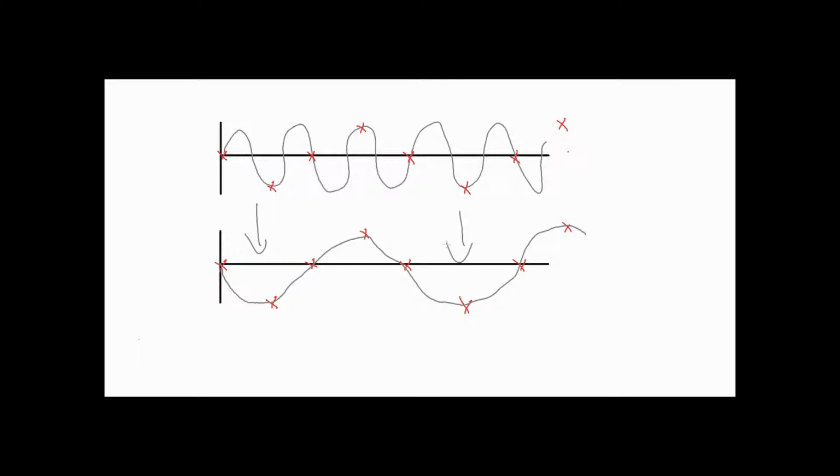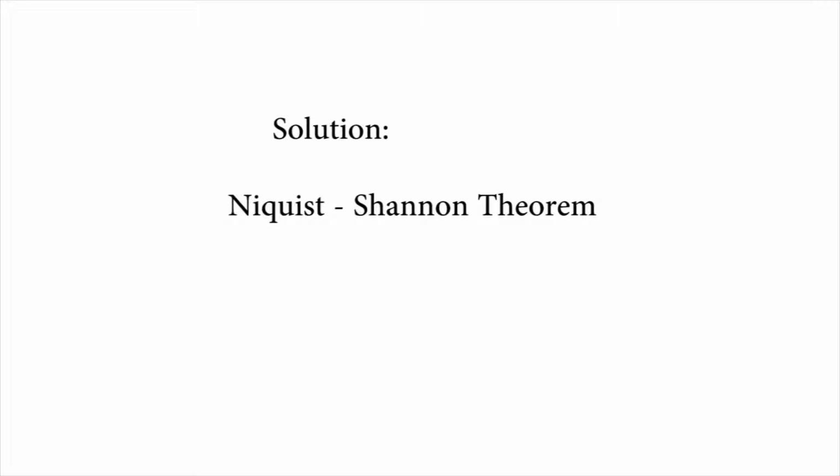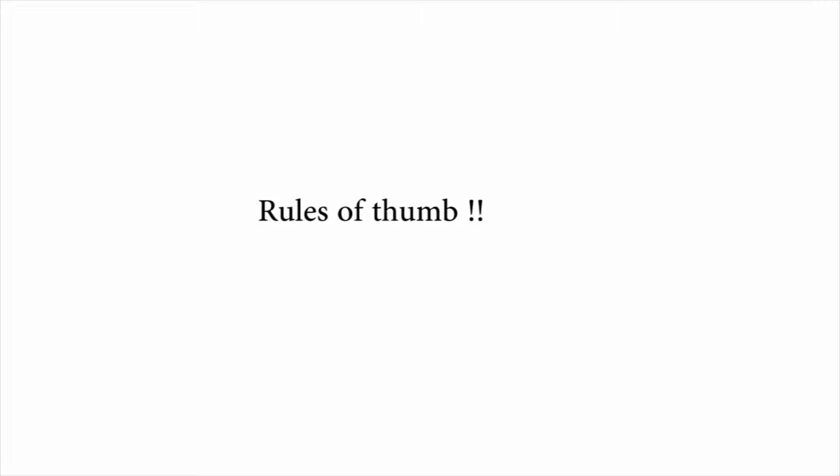Aliasing is actually a quite complex and subtle phenomenon, but we have a solution for this. It is called the Nyquist-Shannon theorem. This is a really complex theorem, about Fourier transforms, etc. But we also have a little rule of thumb for this.